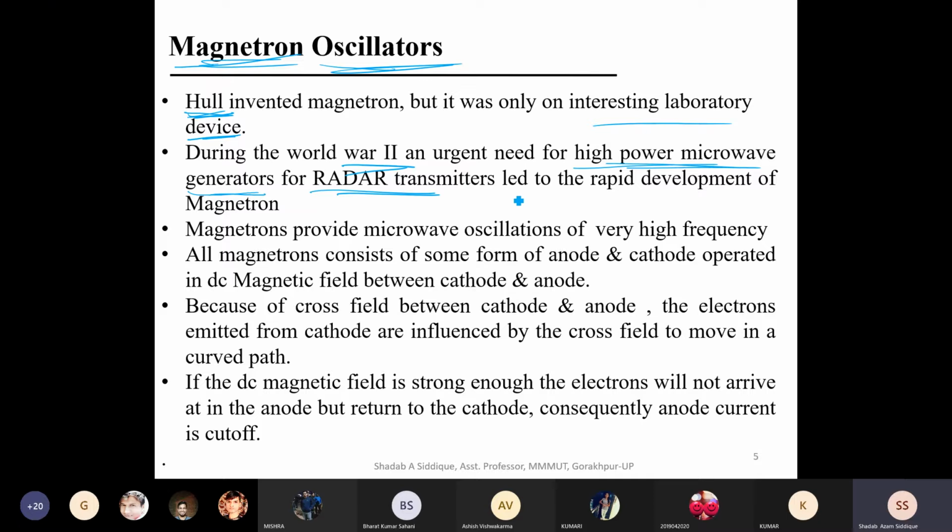So people were doing the research. At the time we had this device that was used in the laboratory, and it came into application in World War II. The magnetron provides microwave oscillation of a very high frequency, so it provides very high frequency as well as high power.